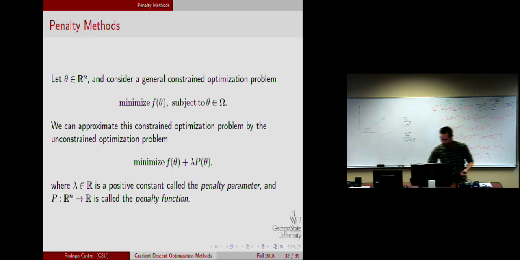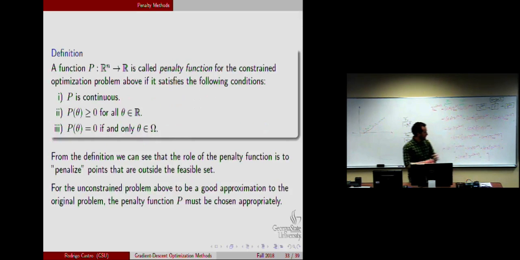So the definition of the penalty function basically is three conditions. It has to be continuous, it has to be non-negative, and it will be zero if and only if theta is in the feasible set. You don't want it to be zero at some other points, because then you run the risk of not satisfying the constraint at all, and the minimizer will be happy because it's still minimizing the function. So, okay, all of these make sense.